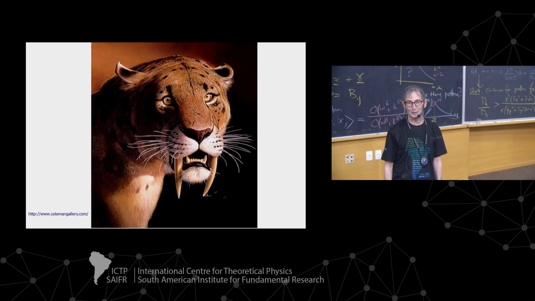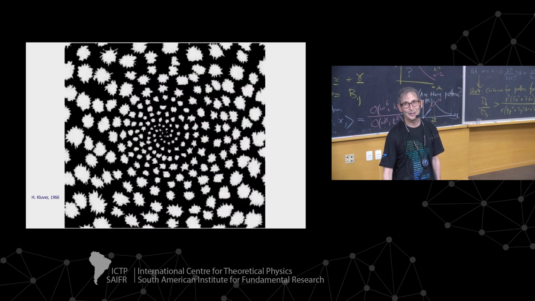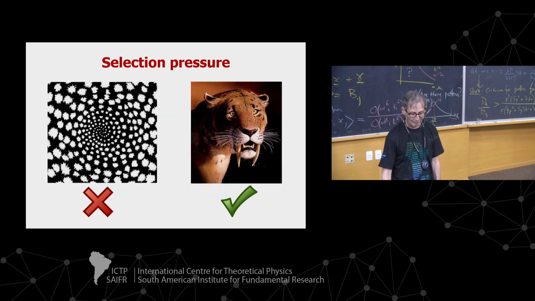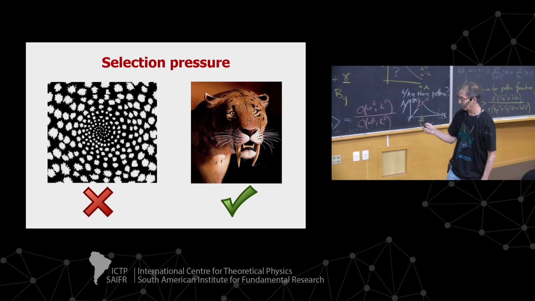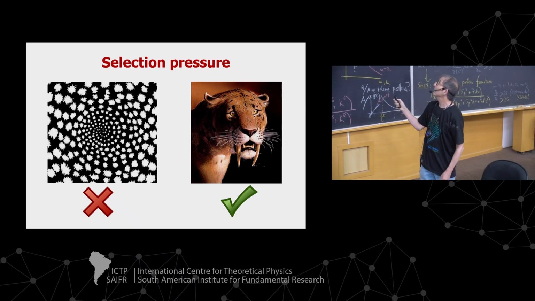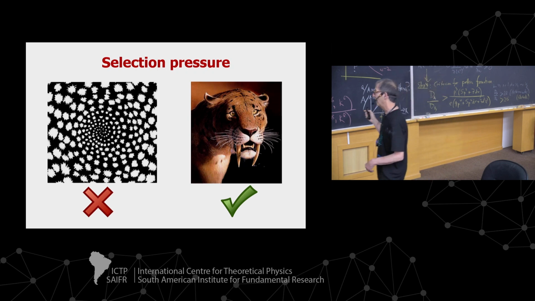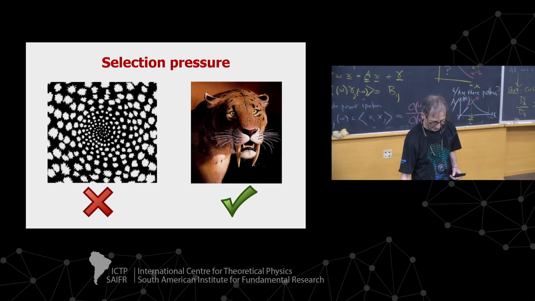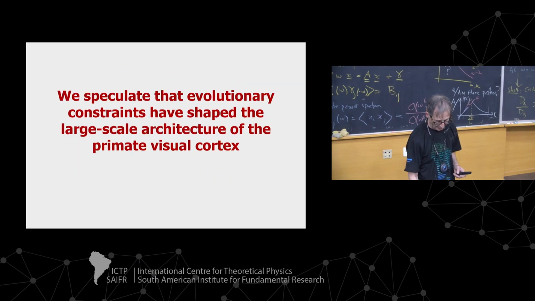If that's in front of you, and you're seeing this, what's going to happen to you in the next second? You're going to be lunch. So the spontaneous fluctuations of the visual cortex that produce these hallucinations are really bad from the point of view of evolution. There is selection pressure. If you are one of the people who look at the blank screen and see this, you're going to be eaten by this, and so you are not going to be enriched in the population. Very, very dramatically not enriched. So the speculation is that evolutionary constraints have shaped the large-scale architecture of the primate visual cortex.